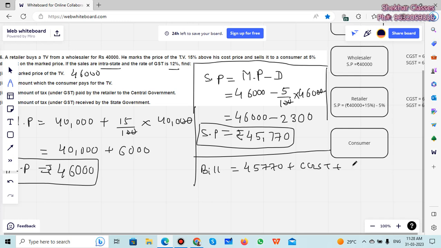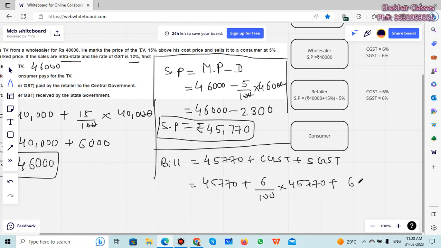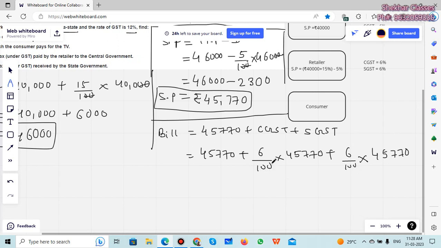The tax will be CGST plus SGST, right? So we have to calculate that. So 45,770 plus CGST, which is how much? 6%. So 6% of 45,770, plus again 6% of 45,770. Now we can calculate this.